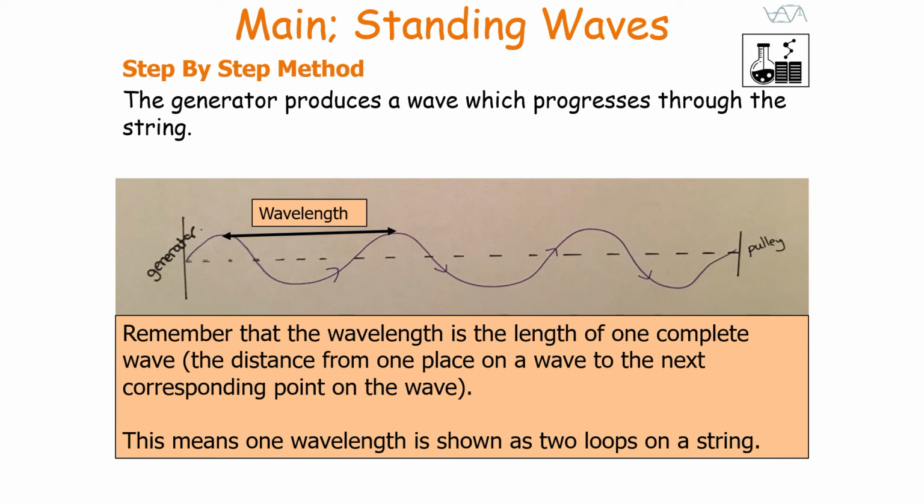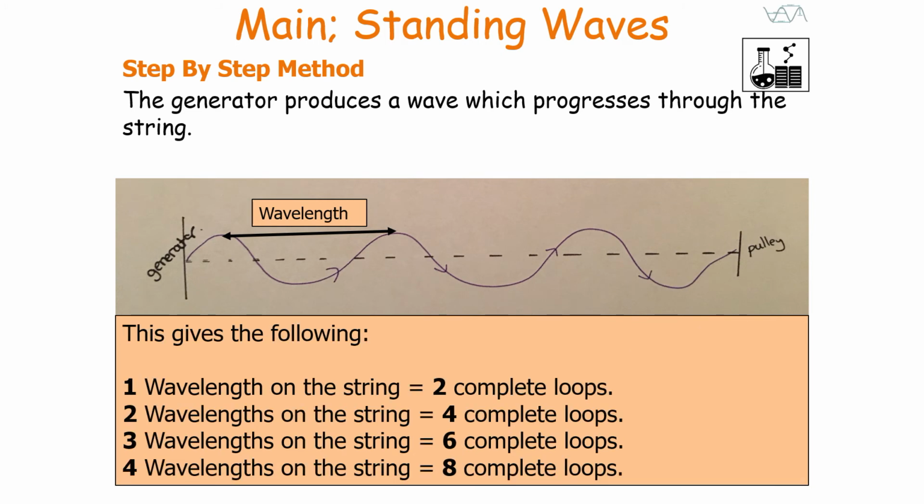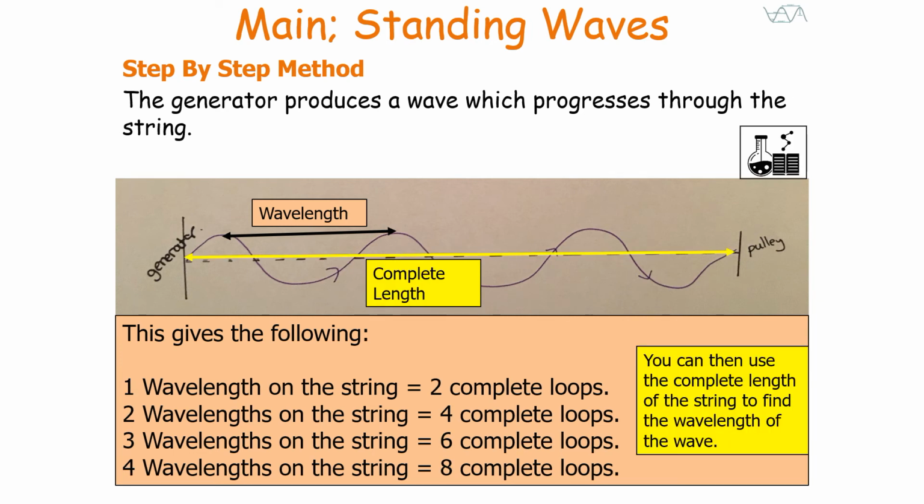Now this means one wavelength is shown as 2 loops on a string. So to clarify, one wavelength is 2 complete loops, 2 wavelengths is 4 complete loops, 3 wavelengths is 6 complete loops, 4 wavelengths is 8 complete loops. So what you can do is measure the complete length of the string, then use the complete length of the string to find the wavelength of the wave.